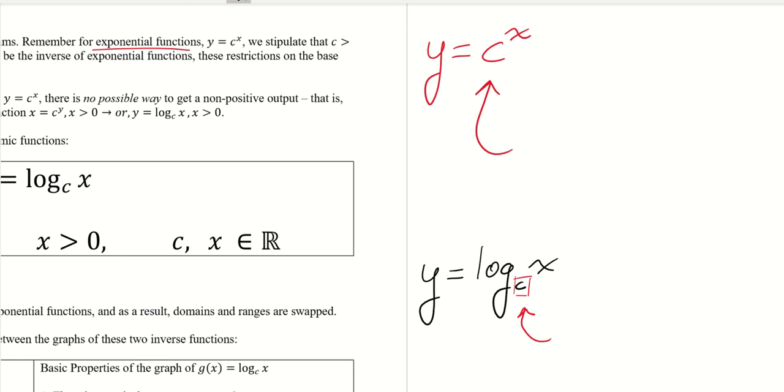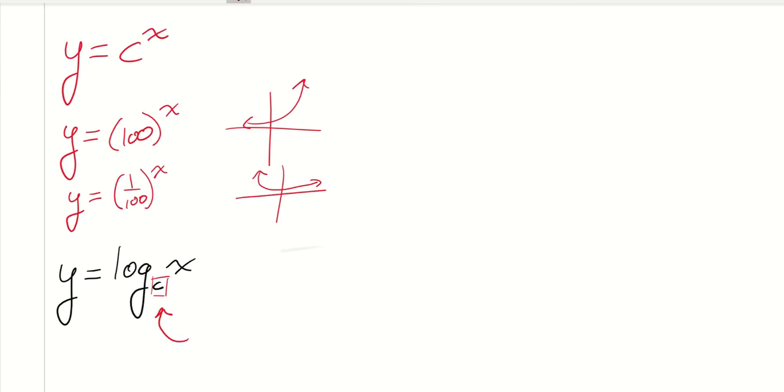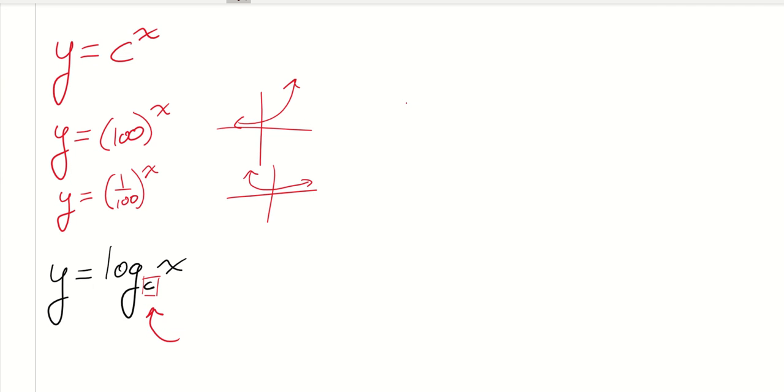So for y equals c to the x, this exponential function, we can have all sorts of bases, right? We can have 100 to the power x, that's totally fine. What does that look like? It looks like an increasing exponential function. Totally great, we get this exponential curve here. We could also have y equals 1 over 100 to the power x, that'd be totally fine. All that would happen is that we get this decreasing exponential curve here. But we wouldn't be able to have something like y equals -3 to the power x.